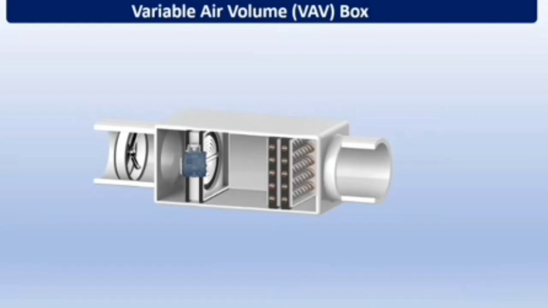Now let's discuss the VAV box in detail. A VAV box consists of a damper. This is a butterfly damper.